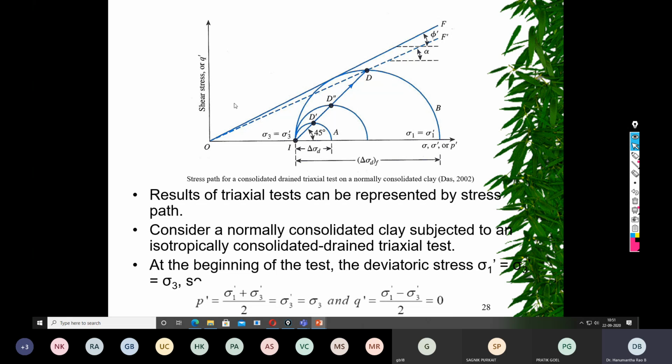Okay, just try to imagine. Earlier we were dealing with the point of intersection, but now the new stress point has arisen. That is point D. So the sample fails at point D, and if you join the origin with the point at which it has failed, then this line is called a K line. This is the Mohr-Coulomb failure envelope, and this is called a K line.